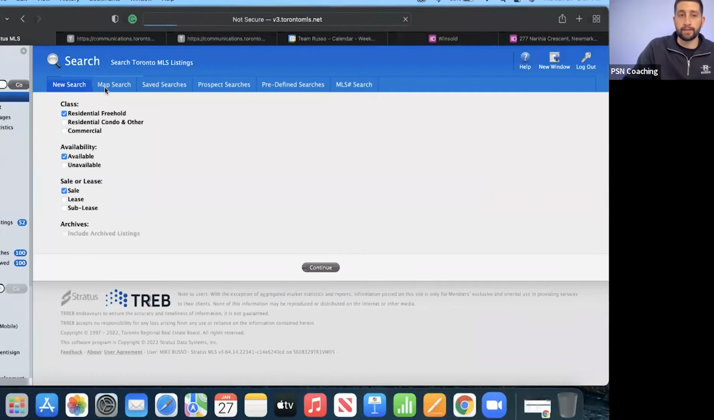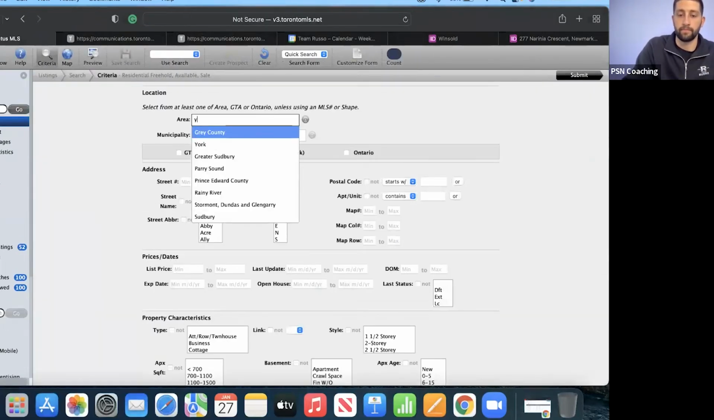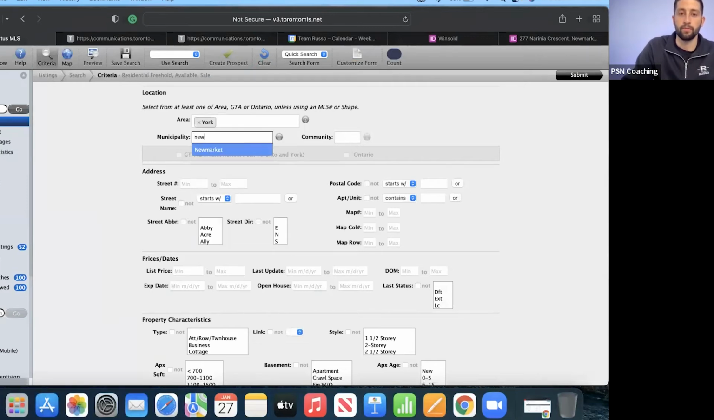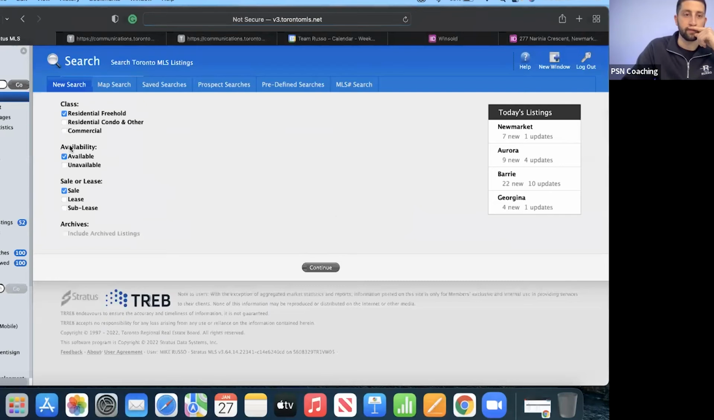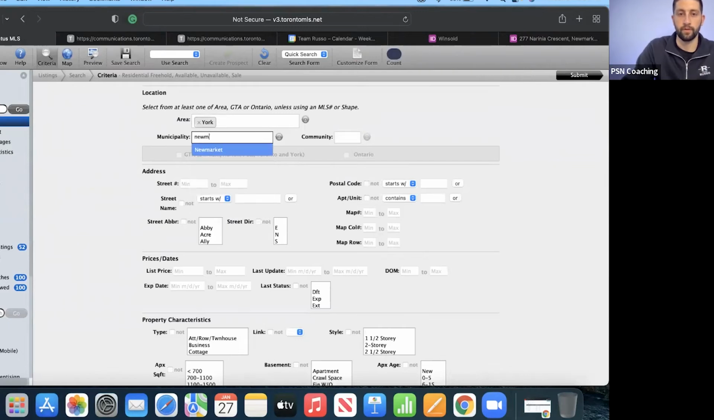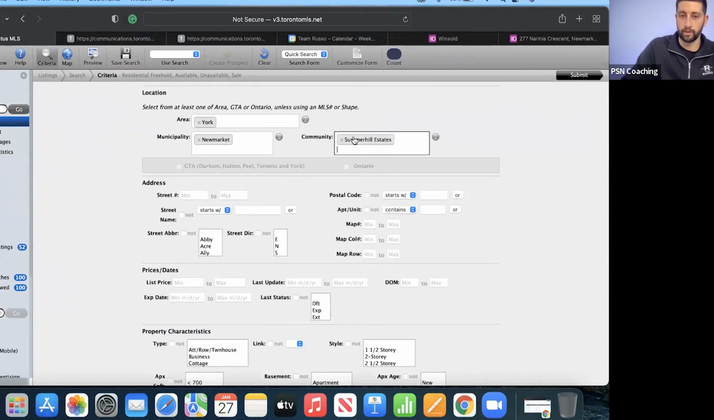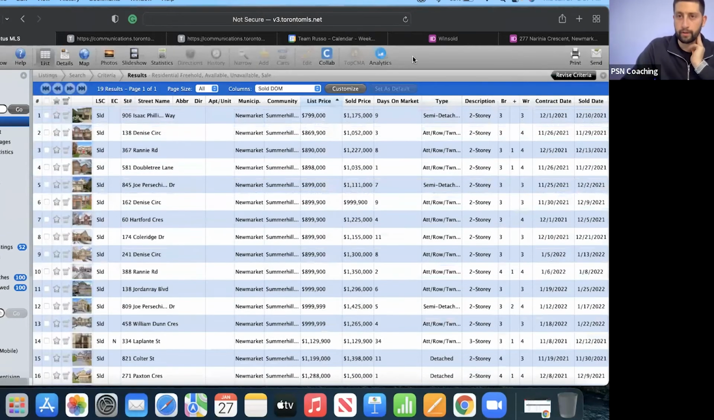If I'm looking in an area, let's say I'm looking in Newmarket and my client's looking to move into Summerhill, let's do Summerhill again. York, Newmarket, Summerhill. Okay, I already screwed this up, we're looking at unavailable properties there. York, Newmarket, Summerhill Estates. We're just going to look at all the sold in the past month, because we have a very comparable property coming to the market, or we're trying to find a very comparable property.